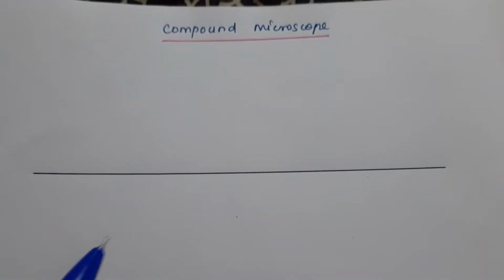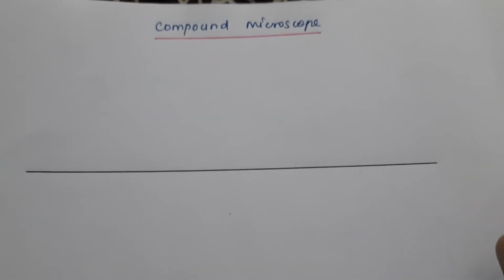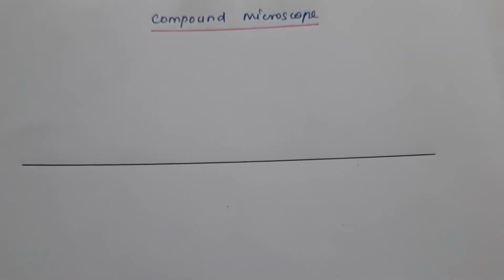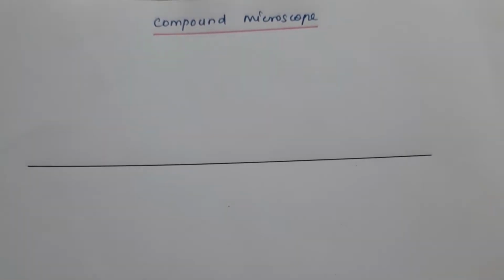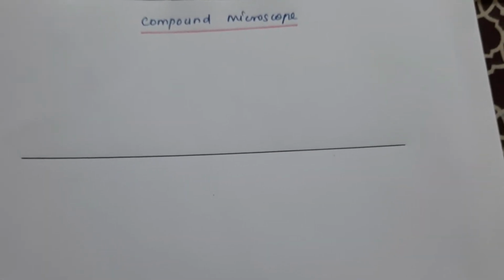Compound microscope. So we have learned the simple microscope. Now we want to know what is the difference between this compound microscope and a simple microscope. In a simple microscope we are using only one lens. But in a compound microscope we will be using two lenses. One we call the objective and another one we call the eyepiece.